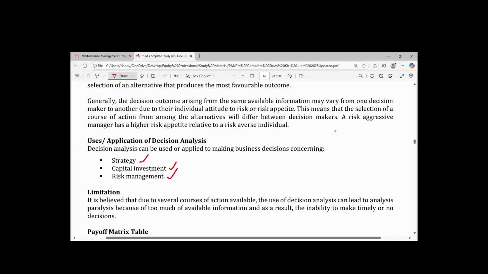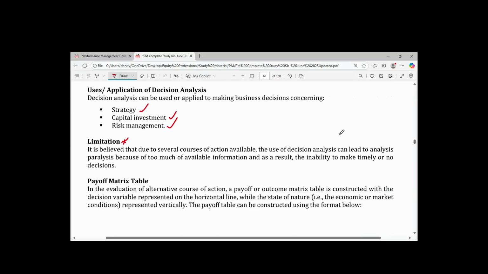Now, what are the limitations of decision analysis? One key limitation of decision analysis is what we know as analysis paralysis. What do I mean by that? When you have several alternatives, several options available to you, you may get confused. You won't know which of the alternatives you should select at the end of the day, because you have so many options available.